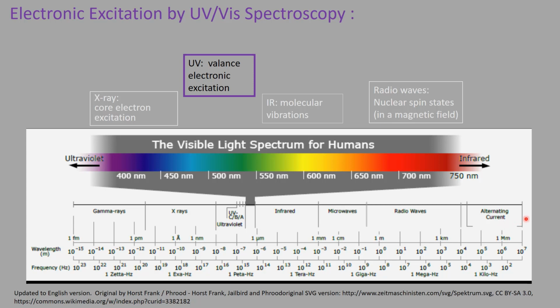This is a little bit different from any of the ones I've ever found. I found this one in German, and they actually put alternating current up here at the top. That's not something that we usually do in the US, but I thought, hey, why not? So I put it up there. Usually ours is cut off right around here at about 10 to the third or 1,000 meters of wavelength. So I just thought it was interesting that they put this up here.